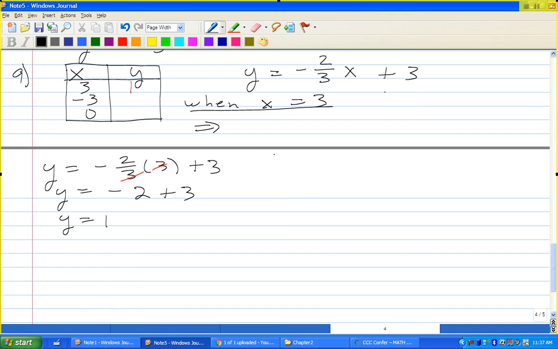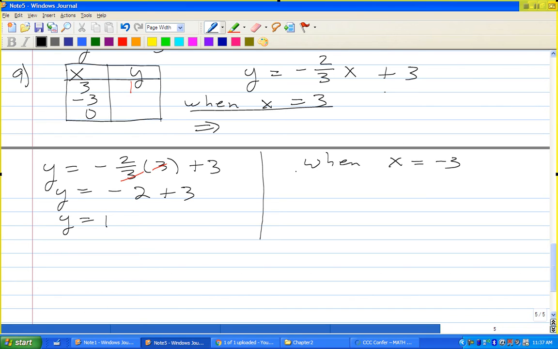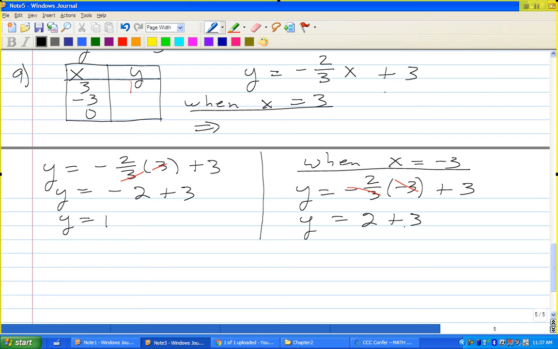Let me plug in when x is equal to negative 3. Let's determine y. So y is equal to negative 2/3 times negative 3. The negative 3's will cancel. So I just get that y is equal to 2 plus 3, which is 5. And so this is 5.